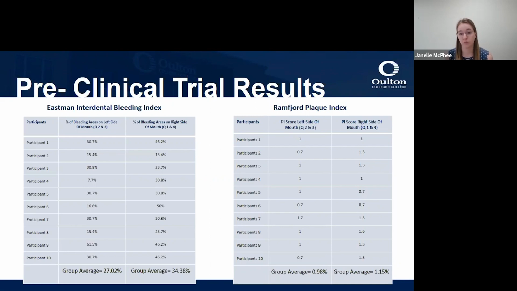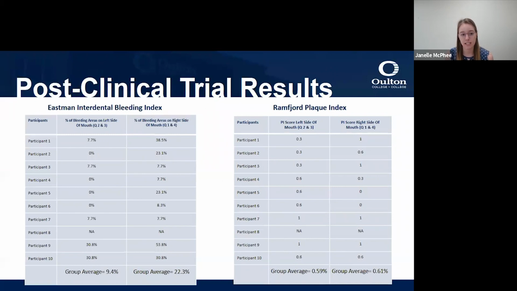We then looked at the Ranford plaque index next. Same thing, we did each half of the mouth. The PI score for the left side of the mouth, quads 2 and 3, had a group average of 0.98%. And then the PI score on the right side of the mouth, quads 1 and 4, had a group average of 1.15%. So we took these results so that we could compare them after the 2-week trial to our results after using both adjuncts. So that takes us into our post-clinical trial results.